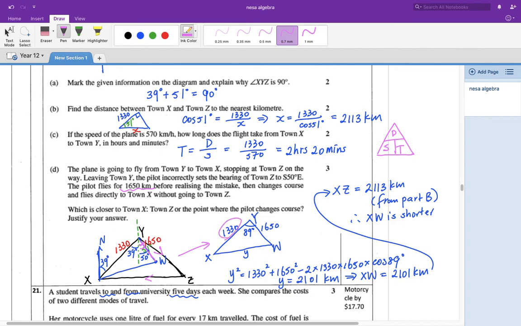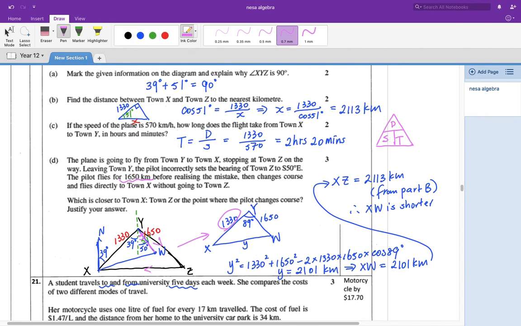So you have an angle and a side, and you're trying to find another side, that's cos, right? This will give you y equal to 2101, which is the distance. And if you compare this with 2113, it's actually slightly shorter. So XW is actually shorter.